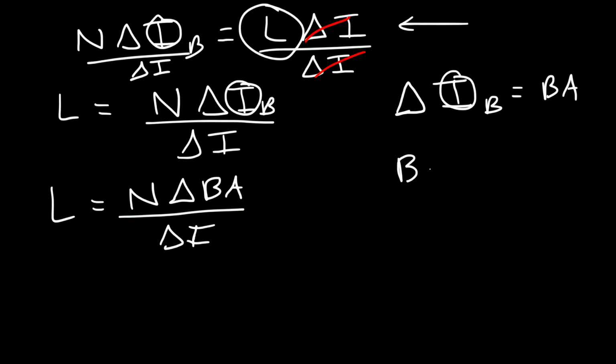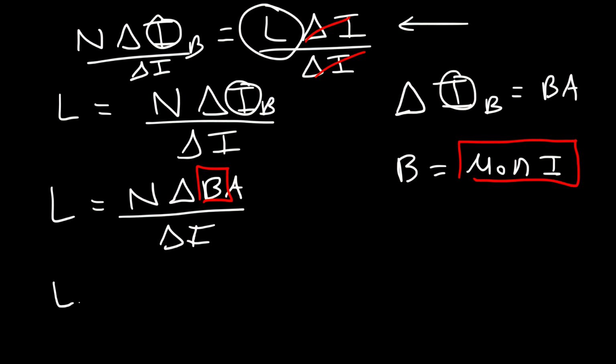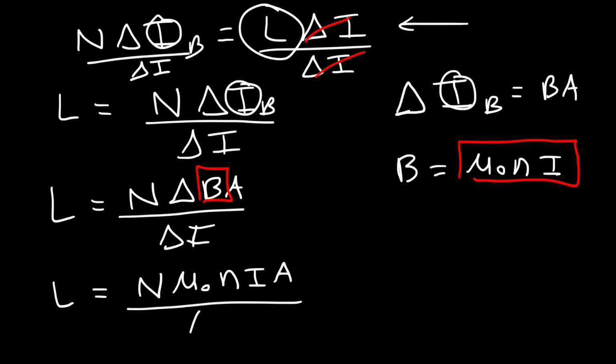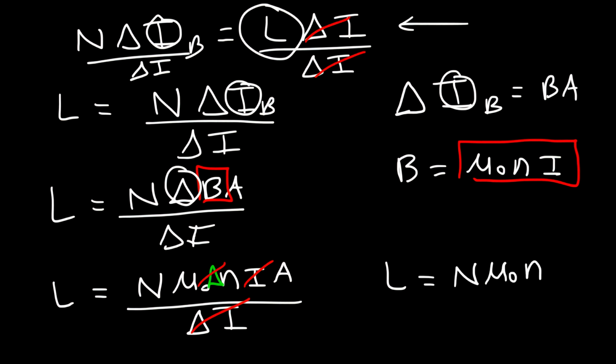Now we said that B is equal to mu 0 times n times I. So let's replace these two. So the inductance L is equal to N times mu 0 times n times I times A divided by delta I. And of course we still have a triangle somewhere. So what we're going to do is cancel the current. And so we have L is equal to N times mu 0 times lowercase n times A.